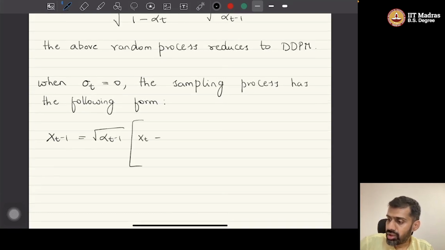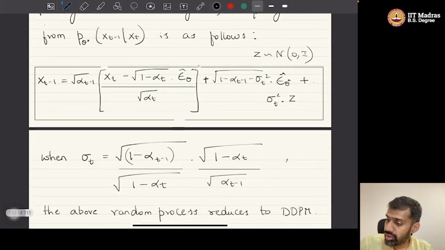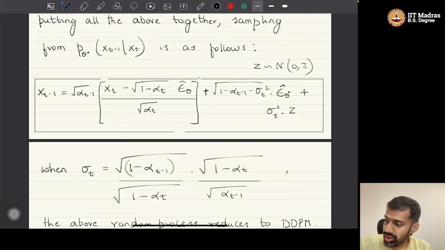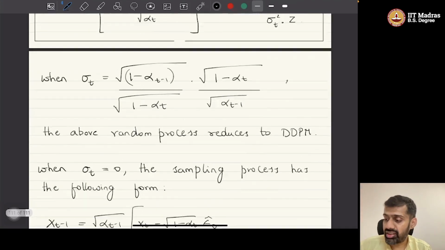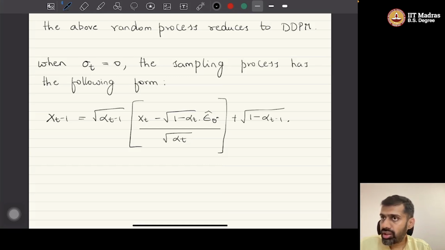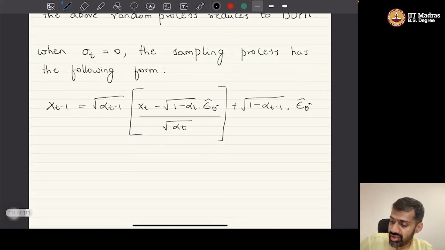x t minus root of 1 minus alpha t times epsilon theta cap star, divided by root of alpha t. Note that this epsilon theta cap star is coming as the output of the neural network. Now remember that our DDPM neural network takes x t and t as input and gives you epsilon theta star as output, right? So that remains the same. So this is the first term. The second term will be plus root of 1 minus alpha t minus 1, there's no sigma here, times epsilon theta cap star. Okay, so note that this is completely deterministic.